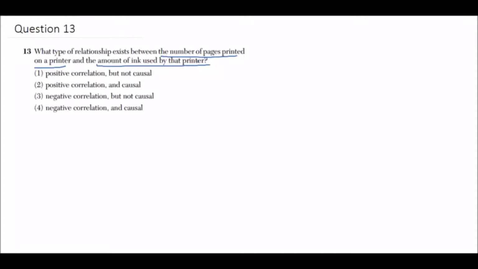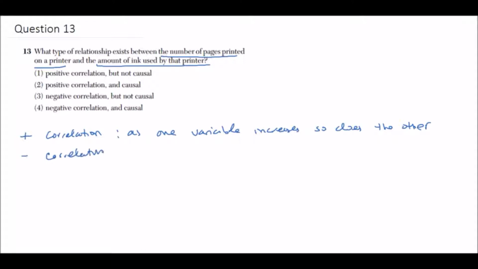So the first thing we want to identify is whether it's a positive correlation or a negative correlation. A positive correlation just means that as one variable increases, so does the other. And if the variable decreases, the other decreases as well, meaning both variables move in the same direction. And a negative correlation means as one variable increases, the other will decrease.